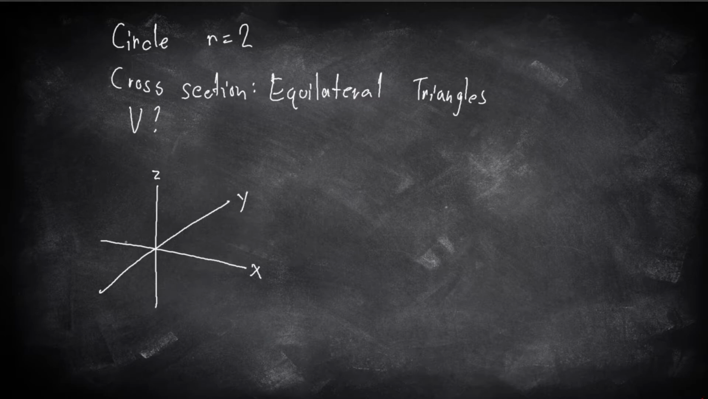Okay, so then we draw a circle of radius 2. So that means right here is negative 2, comma 0. This is 2, comma 0. And this would be 0, comma 2. And this would be 0, negative 2. Okay. Now our cross section is going to be an equilateral triangle. So if we draw some kind of height, this is going to come out as an equilateral triangle.